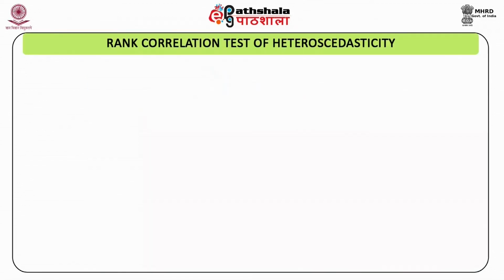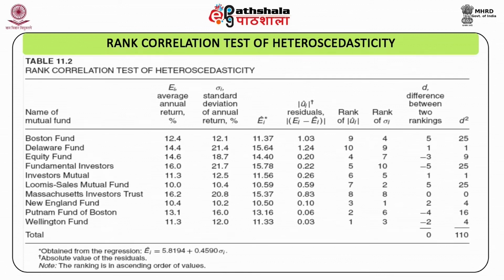Now, let's throw more light on this test by explaining it with an example. We know by theory that a linear relationship exists between the expected return, that is Ei, and risk, as measured by the standard deviation sigma of a portfolio. By using the given data, we try to estimate Ei is equal to beta 1 plus beta 2 sigma i and obtain residuals. Since the data relates to 10 different mutual funds of different sizes and investment goals, the chances of heteroscedasticity are higher.